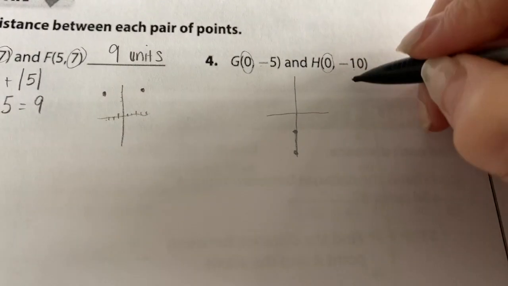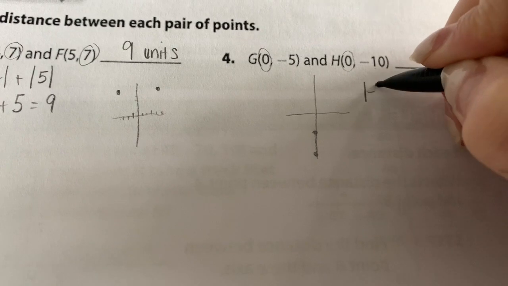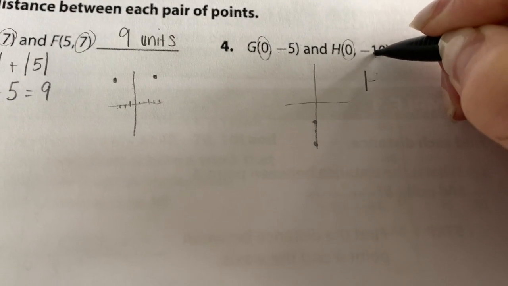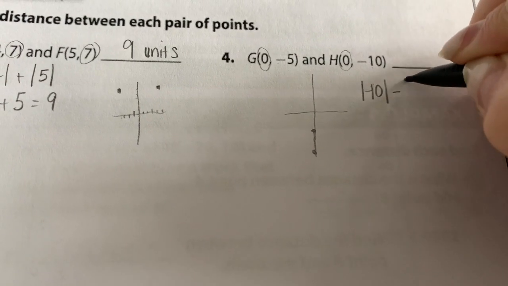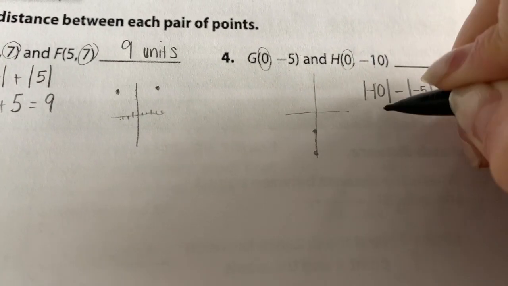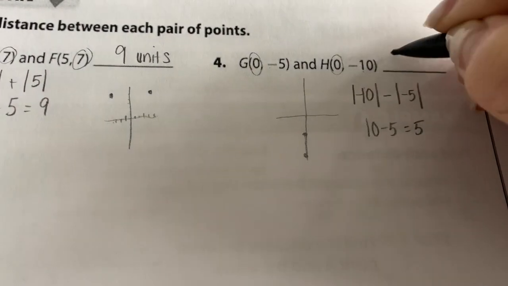So I'll take the absolute value of, I'm going to do the bigger one first, and of course, I don't mean bigger, the absolute value will be bigger. The absolute value of negative 10 minus the absolute value of negative 5 will give me 10 minus 5, which is 5 units.